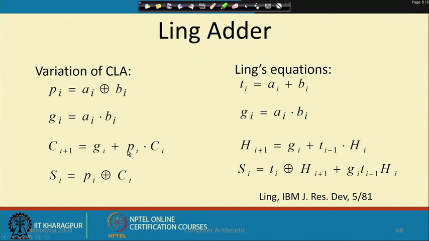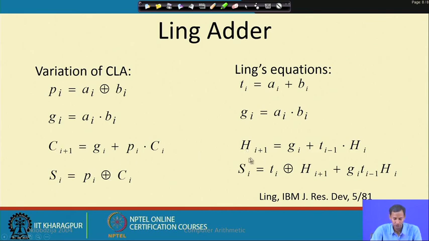So, initially Pi was Ai XOR Bi, but here this is OR, and that is Ti minus 1, and this S has been calculated based on Ti XOR with Hi plus 1, plus Gi into Ti minus 1 into Hi. So, this is the modified equation.